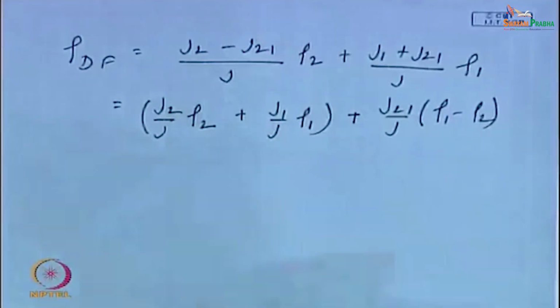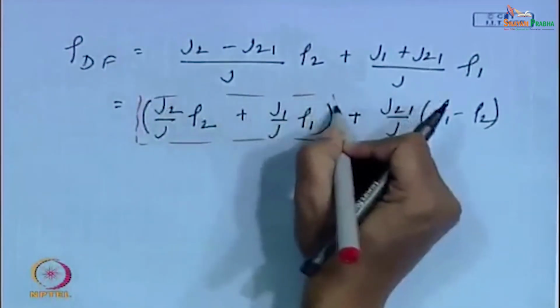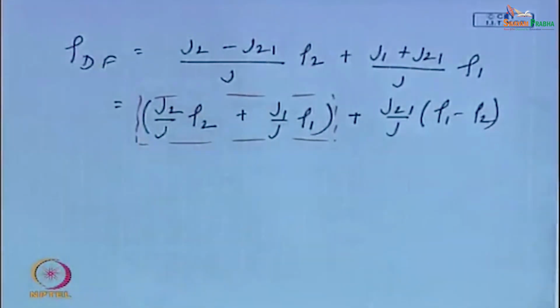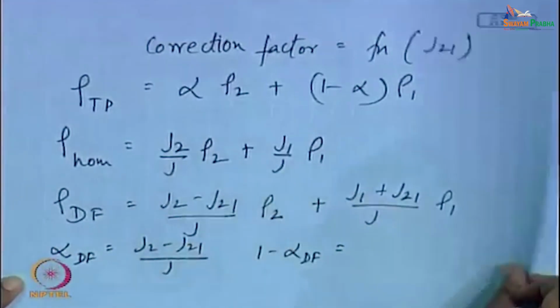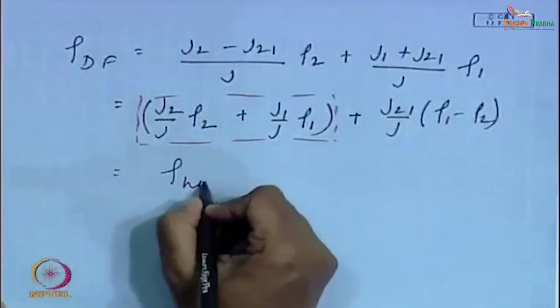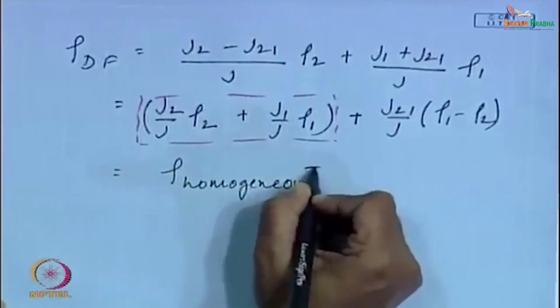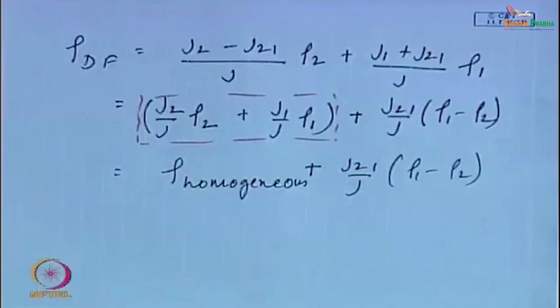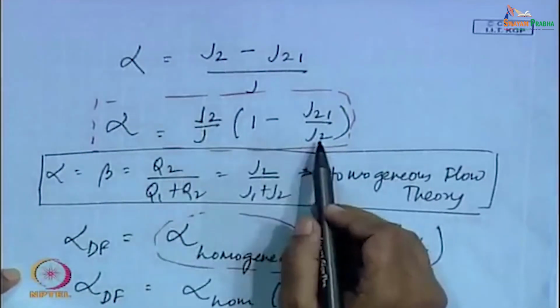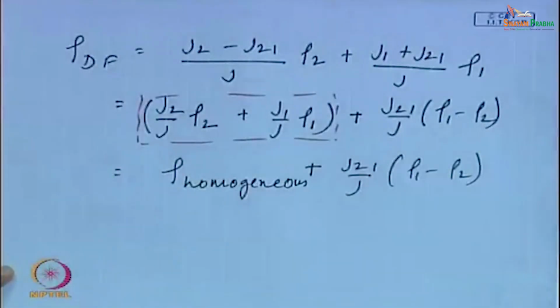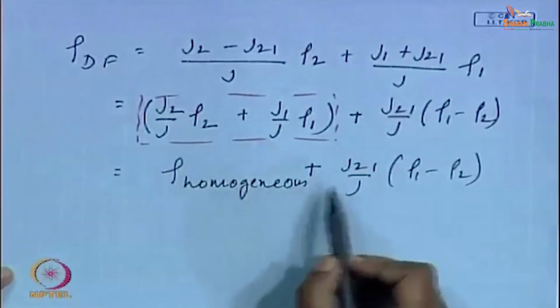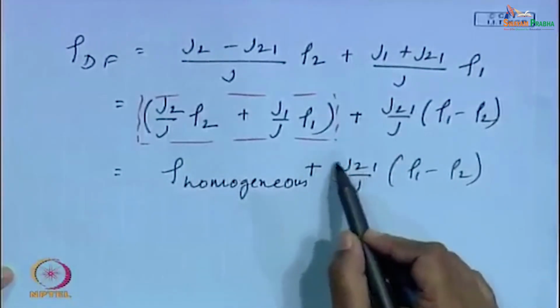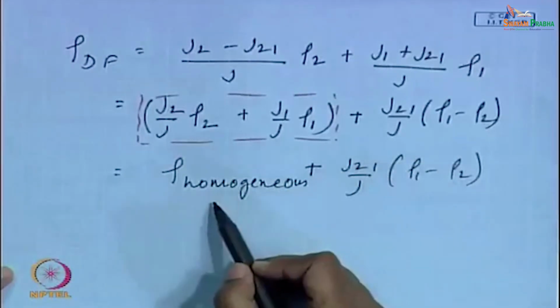Yes. Now, what is this particular term? Can you tell me? This is rho for the homogeneous case, isn't it? I had already written down rho for the homogeneous case. So, this is nothing but rho homogeneous plus J21 by J into rho 1 minus rho 2. So, what do we find? For the expression of alpha, we found that the correction factor was a multiplicative term, which was a function of J21. In this case, we find that for rho drift flux, it is again a correction factor, but additive, which is again a function of J21, and that additive term when added to the homogeneous value gives us the rho drift flux.